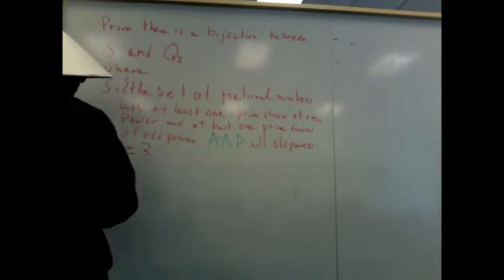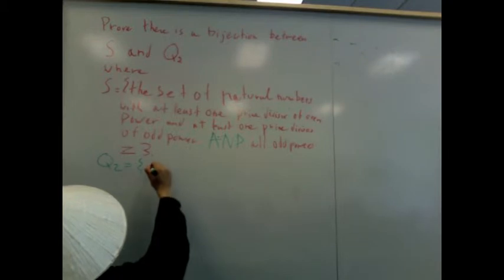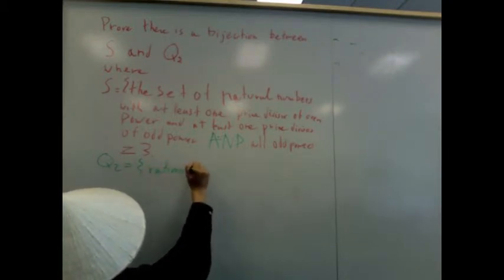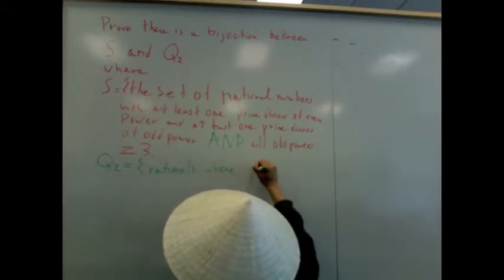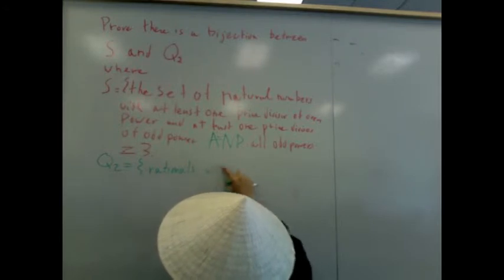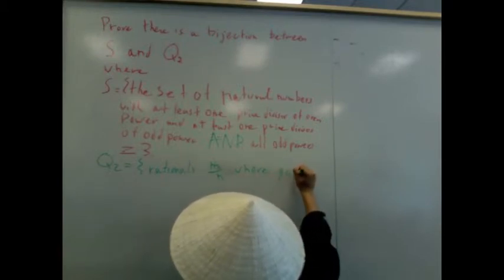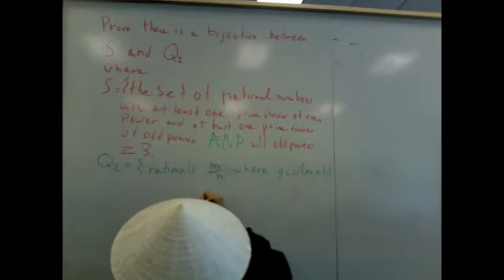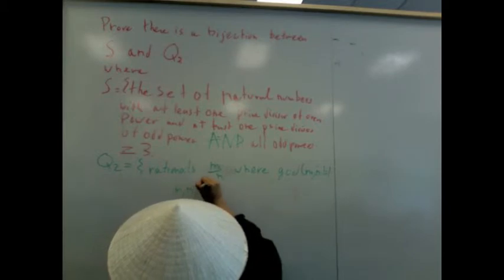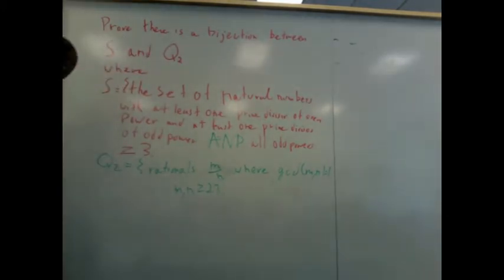So Q2 equals the set of all rationals m over n, where they're in reduced form, the common divisor of m, n equals 1. And lastly, we want m, n to be greater than or equal to 2. So whenever you see greater than or equal to 2, think about the fundamental theorem of arithmetic. Okay, let's prove the bijection.